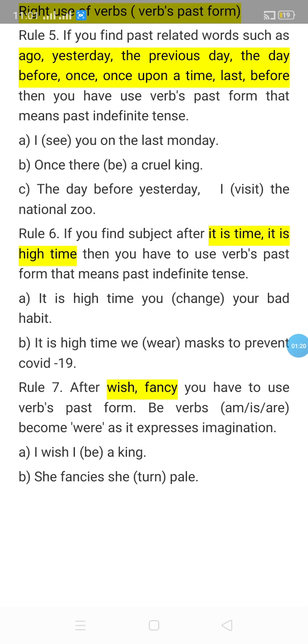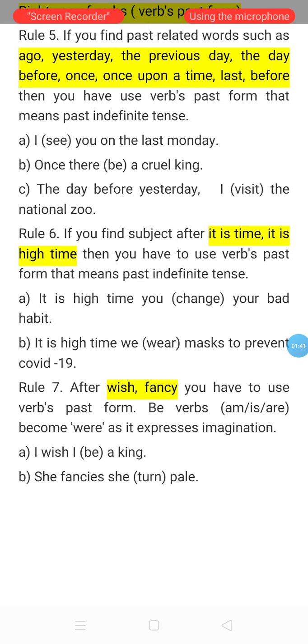Example C. The day before yesterday I visit the National Zoo. Here you have past related words, the day before yesterday, so you have to use verb's past form. In this case, what is the past form of visit? Visited is the past form of visit, so you have to write visited here.